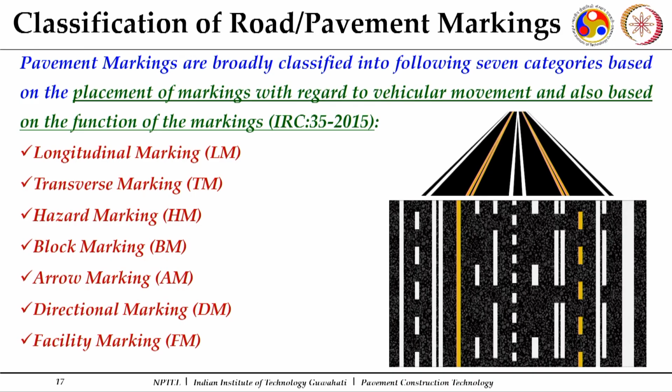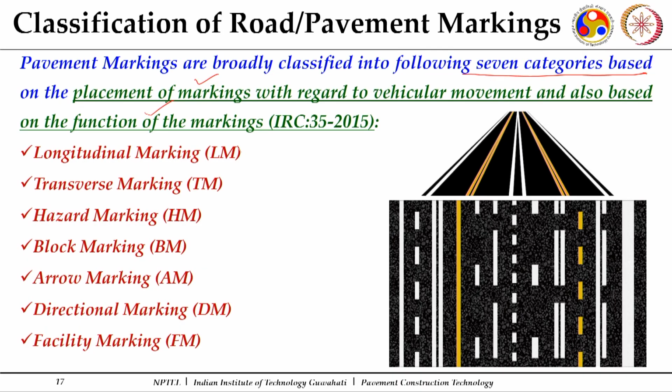Now what are the different types of markings? They are classified into 7 broad categories, on the basis of the placement of markings with regard to the vehicular movement, and also based on the functions of these markings. So the 2 criteria are there. One is the placement with regard to the vehicular movement, in which direction. If it is along the vehicular movement, I can call it a longitudinal marking.